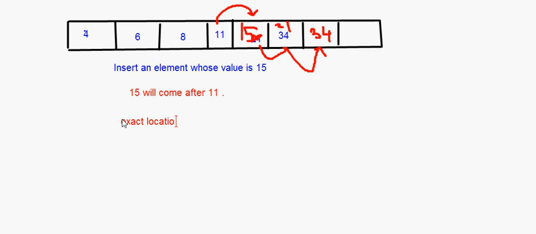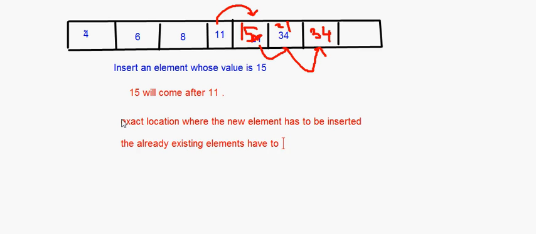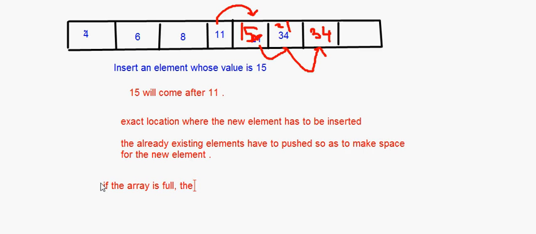So basically we have to locate the exact location where the new element has to be inserted, and the second thing is the already existing values or elements have to be pushed so as to make space for the new element. These are the two things that have to be done. And supposing the array is already full, in that case insertion cannot happen. If the array is full, then no insertion can take place.